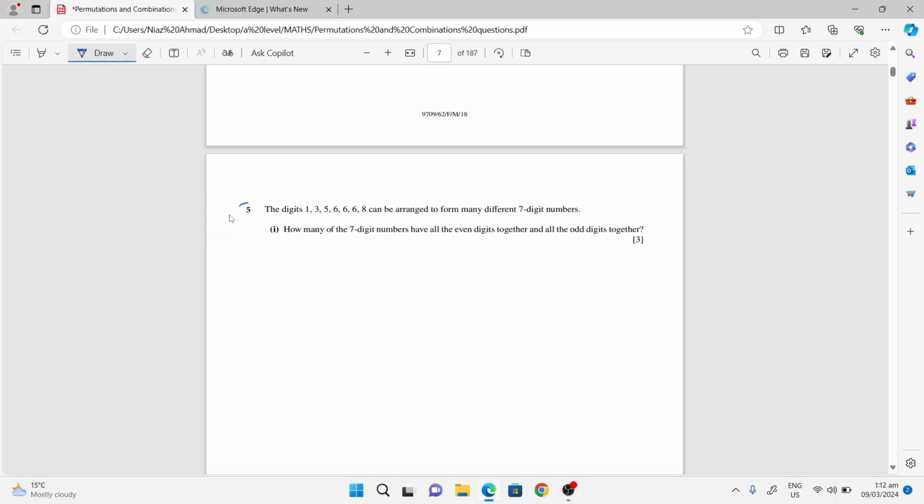Question number 5. The digits 1, 3, 5, 6, 6, 6, 8 can be arranged to form many different 7-digit numbers. How many of the 7-digit numbers have all the even digits together and all the odd digits together? So first, we can make a group of even digits. It's very simple. The even digits group could be 6, 6, 6 and 8. So I can arrange it 4 factorial over 3 factorial, since 3 are repeated. So the answer is 4.